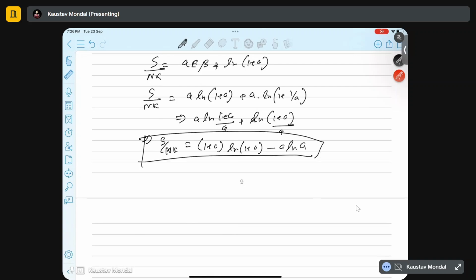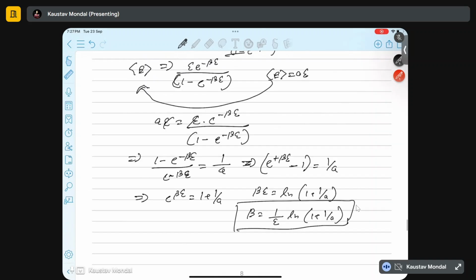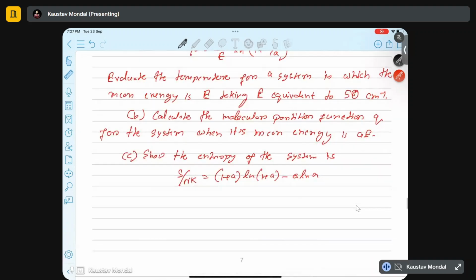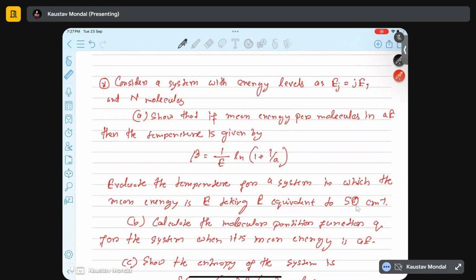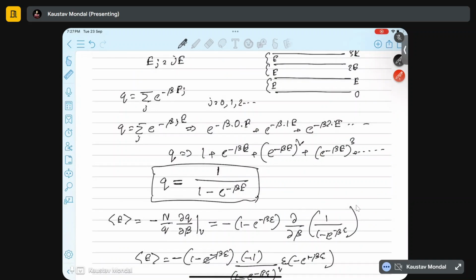So this is how you will be getting the expression of the entropy, S by NK. Okay, so this is the whole problem. What actually is the main thing in this kind of problem? The energies of a system are given. Whatever you do, the first thing you should calculate in this kind of problem is the partition function, because everything starts from the molecular partition function, that we have actually calculated at first.